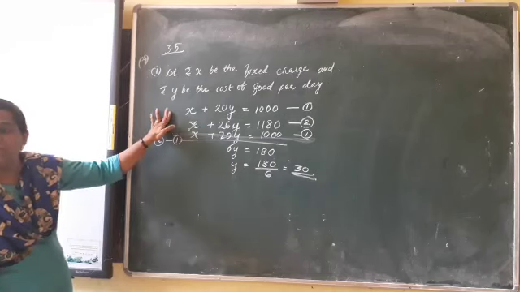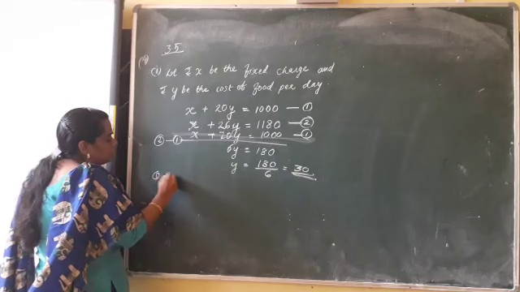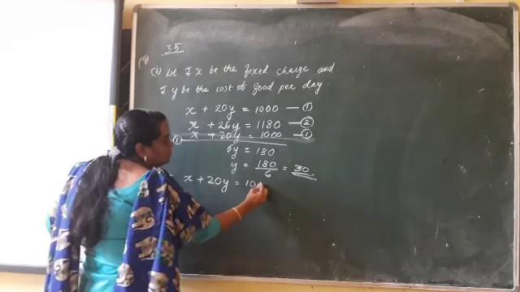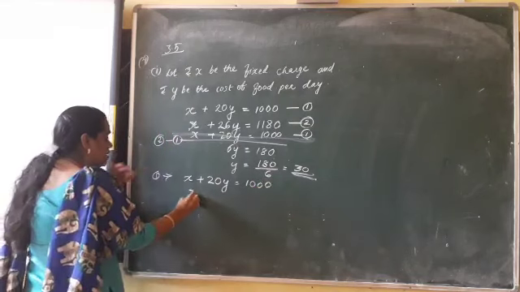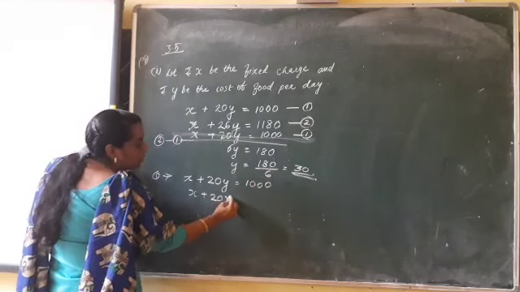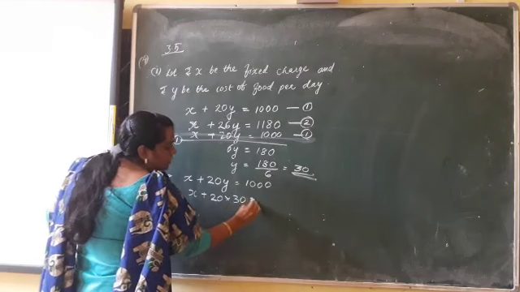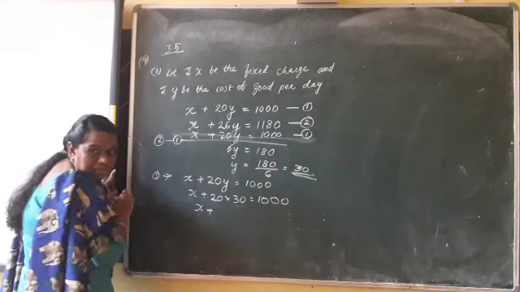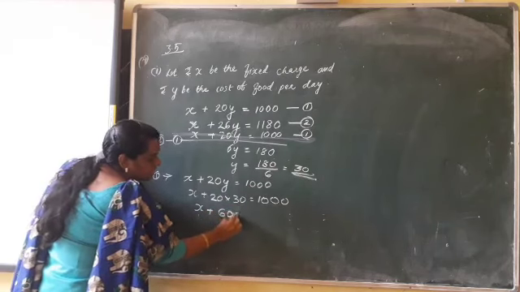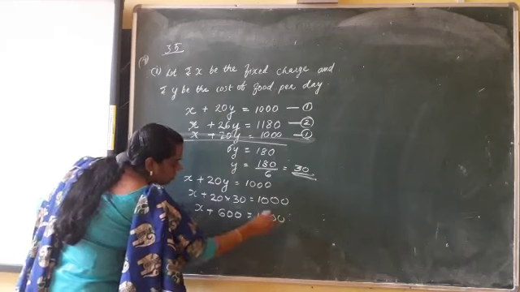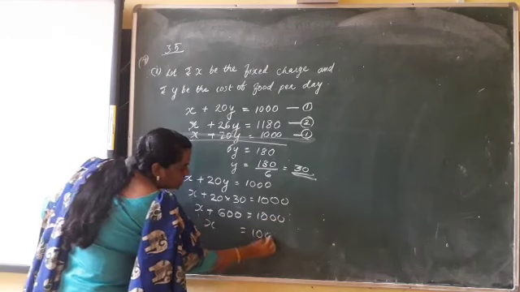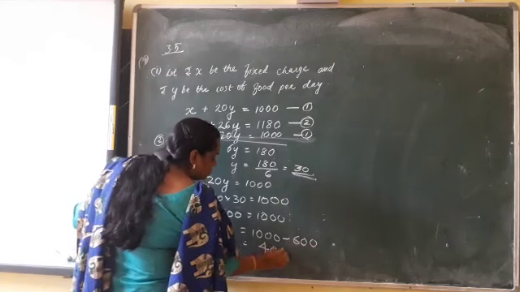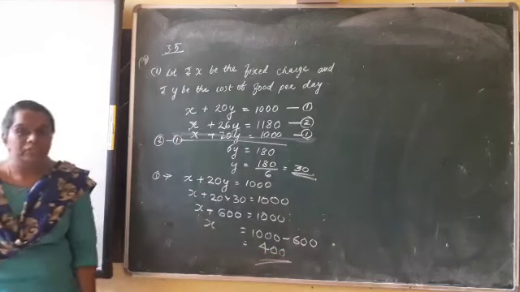You can substitute in any of the equations. Then equation 1 becomes, what is equation number 1? x plus 20y is equal to 1000. Then x plus 20 into y, what is y? 30, is equal to 1000. x plus, what we get? 20 into 30, that is 600, is equal to 1000. Then x is equal to 1000 minus 600. What is our answer? Answer is 400.